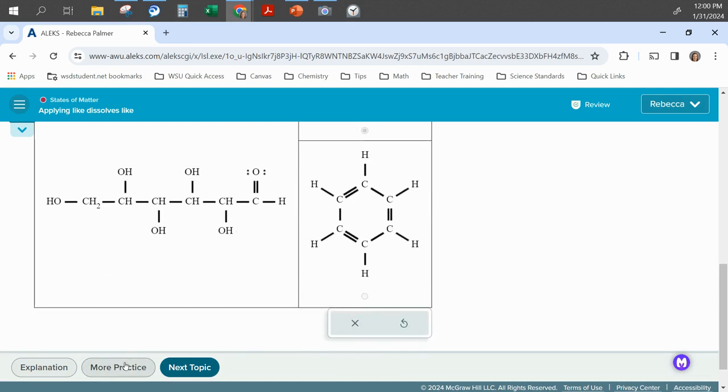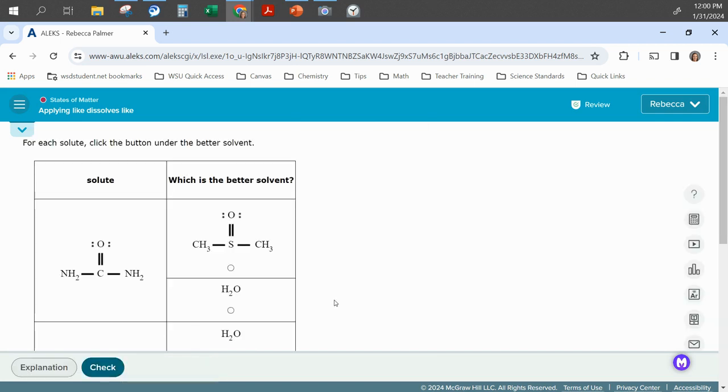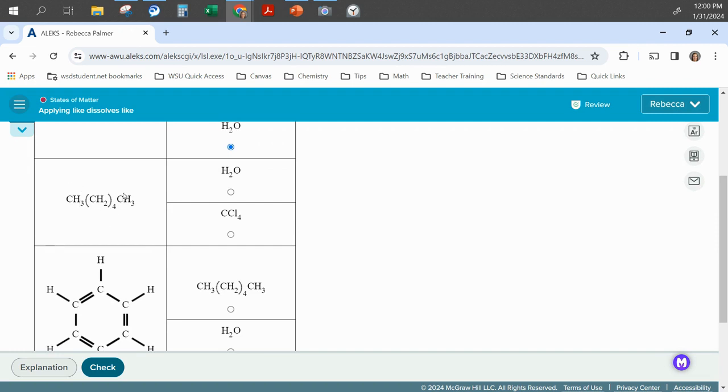Okay. Do you want to do more of these, or do you want to do another topic? Let's do this one really quick. This one is hydrogen bonding. So this looks pretty similar, but this one has OH groups. Water has hydrogen bonding. That would be better. This is a long carbon chain.